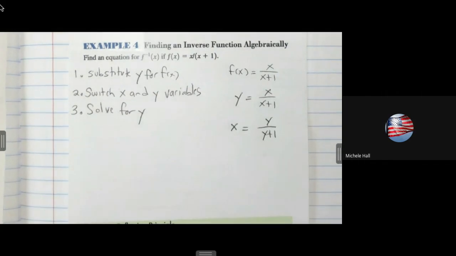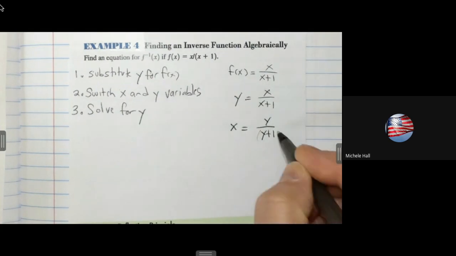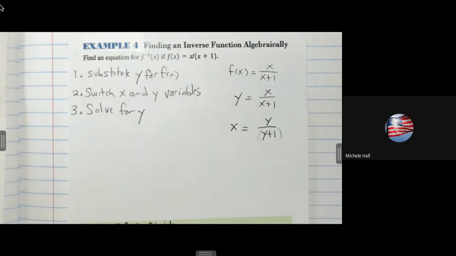So we need to solve for y, and y plus 1 is in the denominator. We need to get that out of the denominator. How can we get y plus 1 out of the denominator? Really, it's a piece that goes together. Okay, if I put parentheses around it, it stays together. Y plus 1 is like a factor.